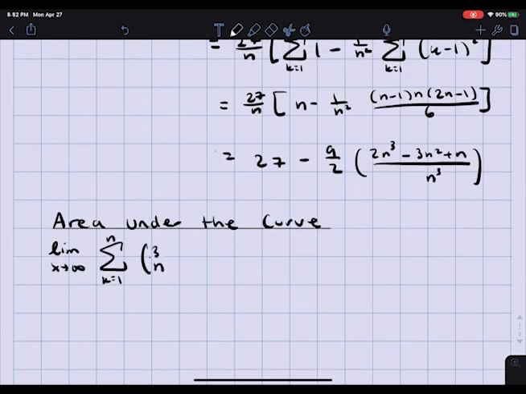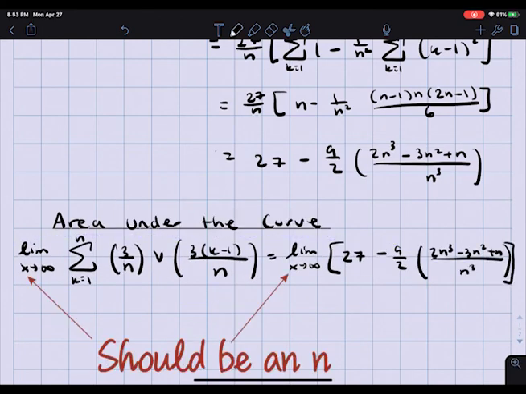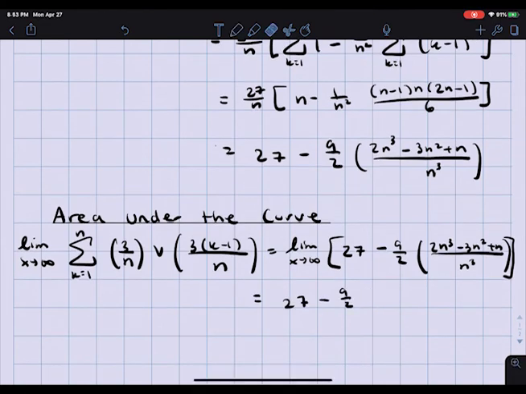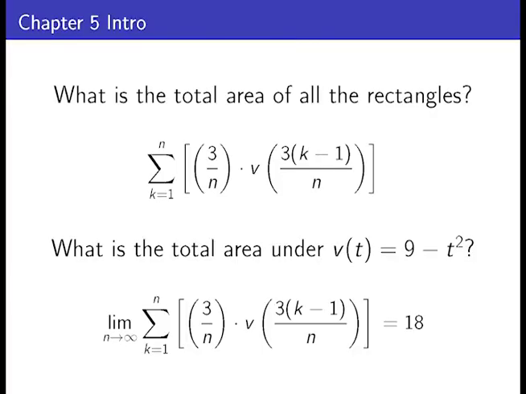To finish up the computation, we now need to find the limit as the number of rectangles, or n, goes to infinity. Fortunately, this limit has a form that we've computed many times, so we take the limit and find that the area must be 18. Thus, we have found that the limit of the sum is actually 18, which is the area under our velocity function.